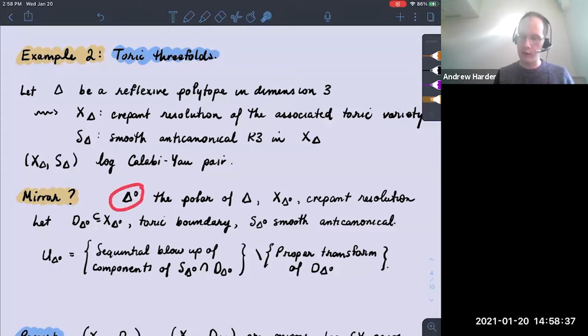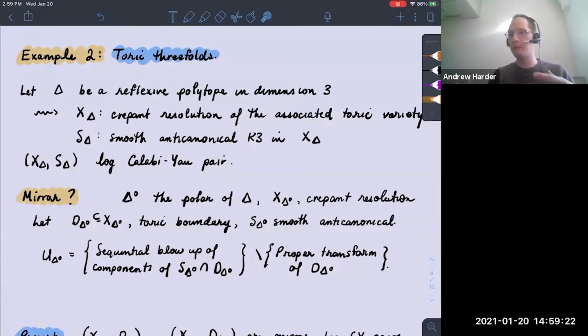So what I do is I can take the polar polytope, and I can take the corresponding resolution of the toric variety associated to that polytope. So this is the same thing with a different polytope. And then I can build the log Calabi-Yau pair essentially by blowups instead of smoothing. So I'll let D_Δ° be the toric boundary of this toric variety, and I'll let S_Δ° be a smooth anticanonical divisor. And then I can build this U_Δ° by taking sequential blowups of the components of the intersection of S_Δ° and D_Δ°. Right, so I blow these things up sequentially.